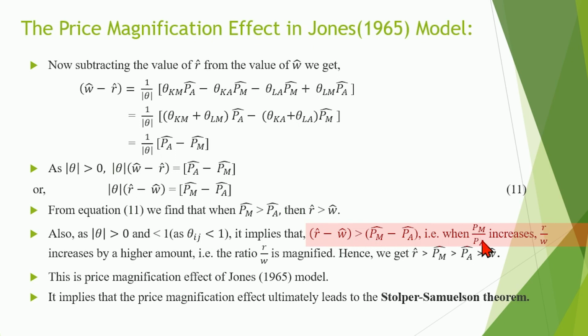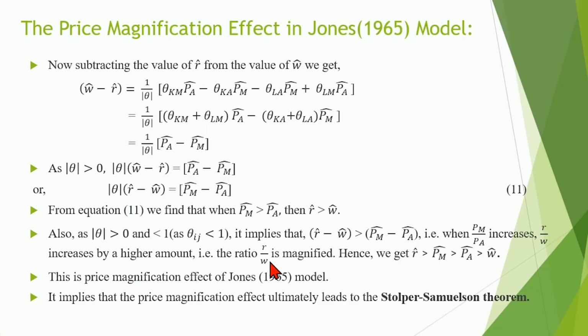That means when PM by PA increases, PM by PA is the relative price of the manufacturing product. If this increases, then R by W will increase. Not only that, it increases by a higher amount. So R by W increases by a magnified amount. This is price magnification effect. So ultimately we get R hat greater than PM hat, greater than PA hat, greater than W hat. This is the price magnification effect of Jones 1965 model. And it ultimately leads to Stolper-Samuelson theorem that we get from Heckscher-Ohlin model.